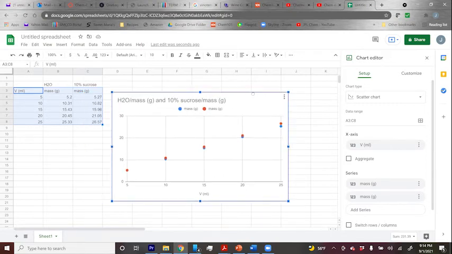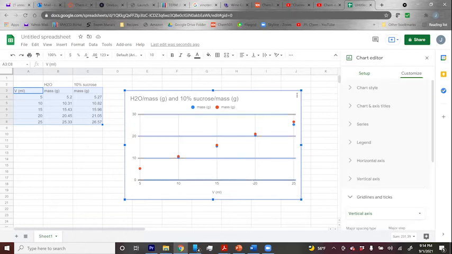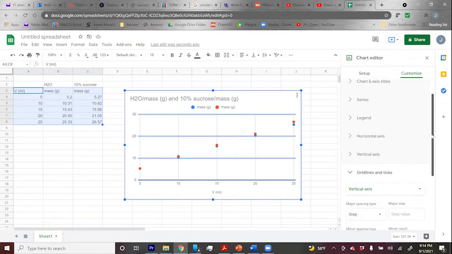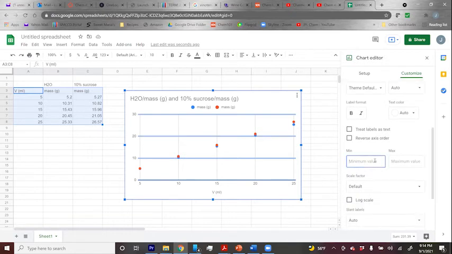And see already, since it's 0% and 10%, my lines are going to be pretty close to each other. And you can see that there. I want to have this be at 0, so I'm going to change the horizontal axis so I can see 0. There we go.